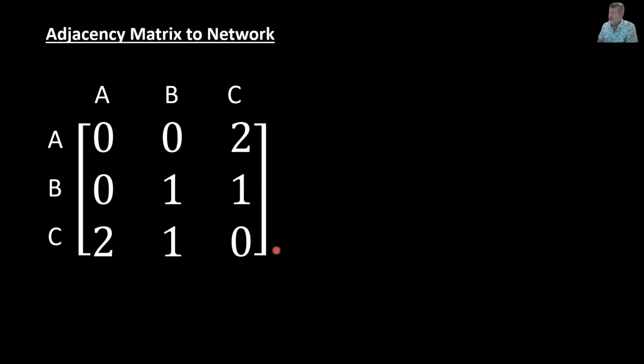So first thing I need to do is I need to draw 3 vertices. There's A, there's B, there's C. Now, it doesn't actually matter where they go. I've just drawn them in a line here. Talk about that more in a minute. So A, B, and C.